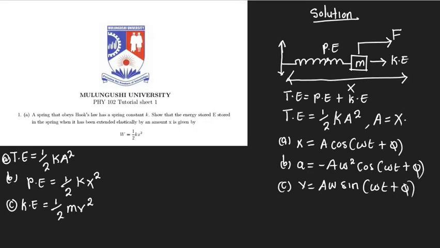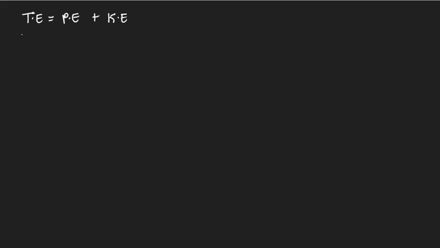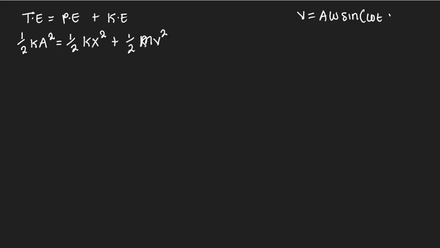So we know that total energy is equal to potential energy plus kinetic energy. And from these formulas, where there is total energy, I will replace with 1 over 2 K A power 2. Then where there is potential energy, I will replace with 1/2 K x power 2. Then where there is kinetic energy, I replace with 1/2 m v power 2. Now, remember that the velocity was given by the formula A W sine (Wt plus phase). Then, of course, x was given by the formula A cosine (Wt plus phase).